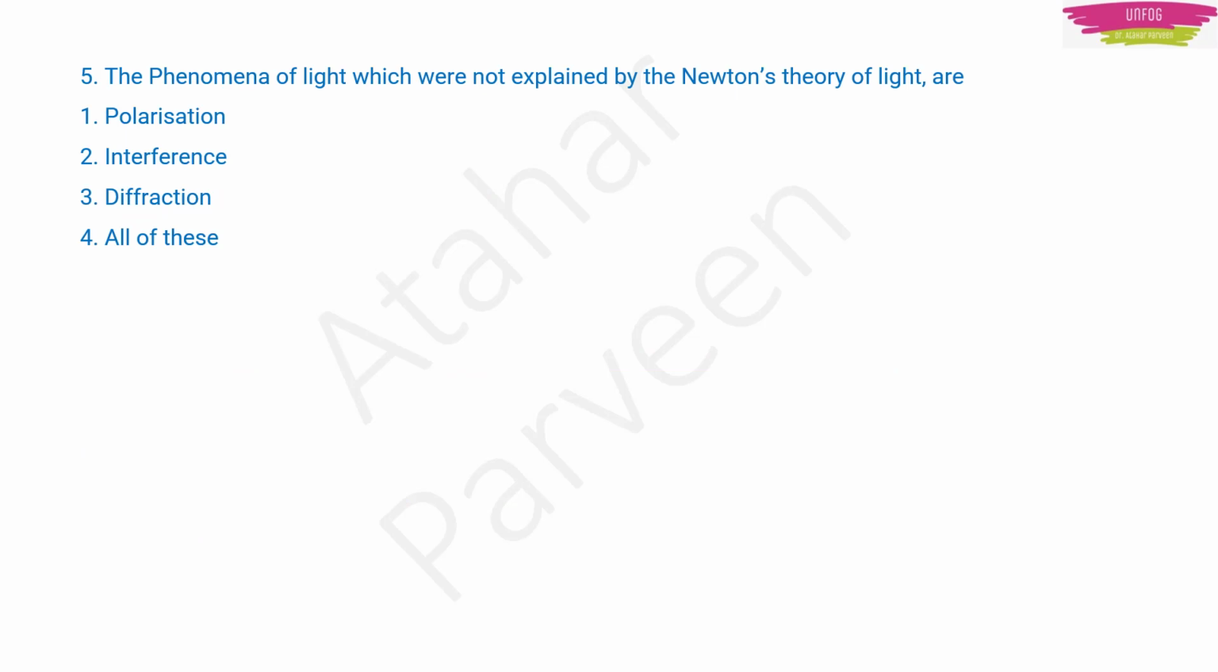Next question. The phenomena of light which were not explained by Newton's theory of light are: he could not explain all these: polarization, interference, diffraction. So option 4, all of these, will be the right answer.